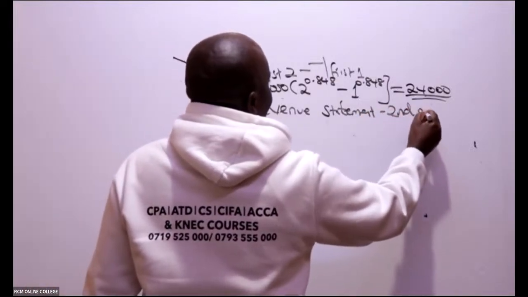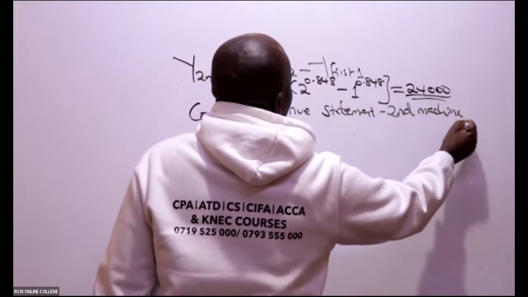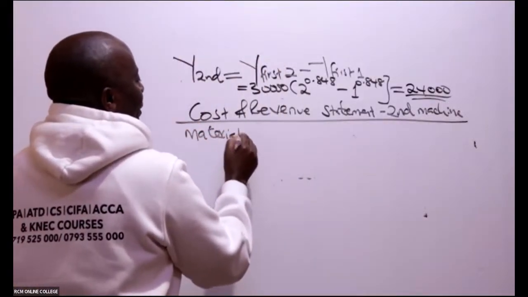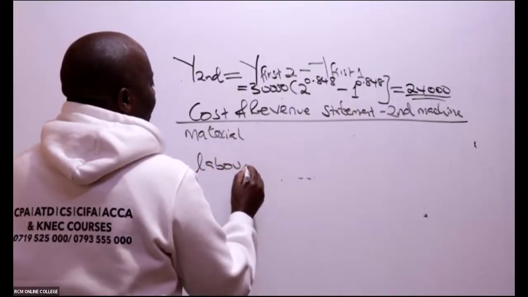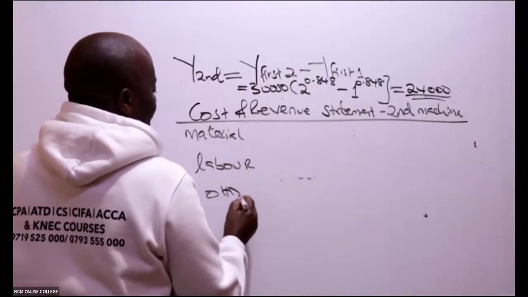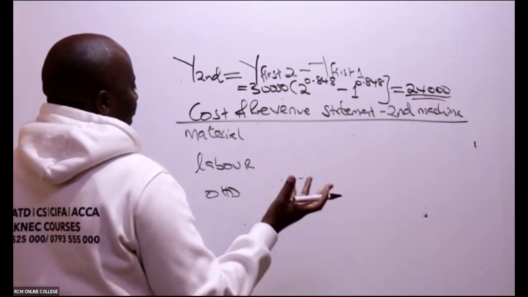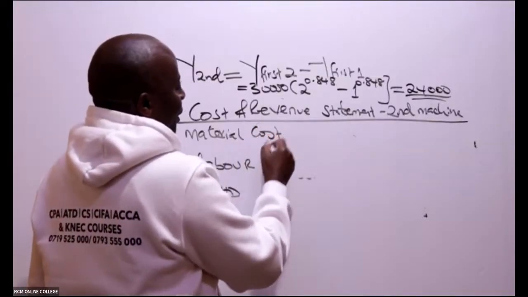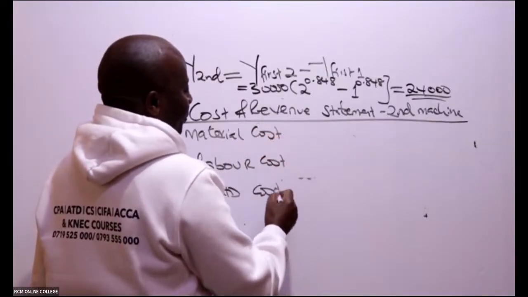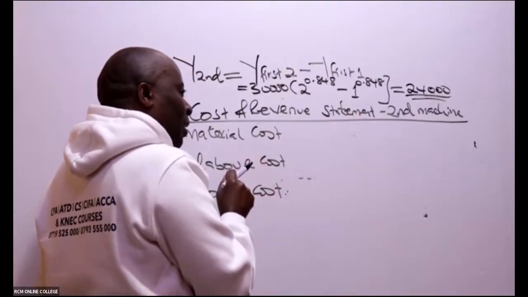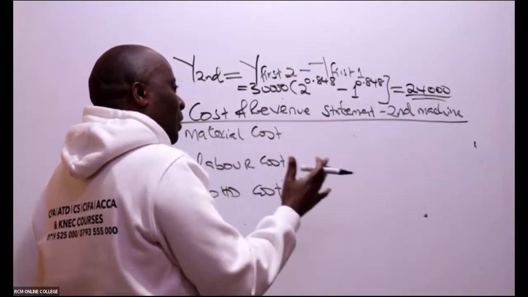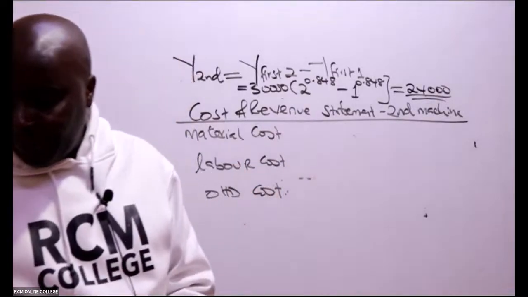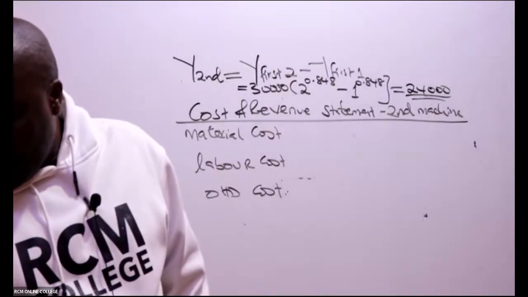Second machine. So costs, of course, we have material, we have labor, we have overheads, we have total profit revenue. So what is the material cost for the second machine? Material cost, there is nothing like learning. Material cost from one machine to the other is ever constant. So for material cost, there is no learning.